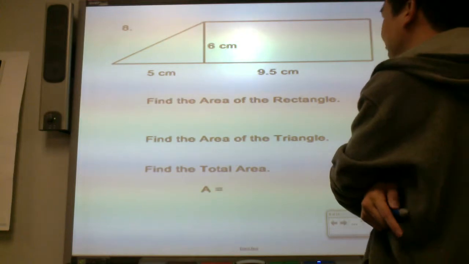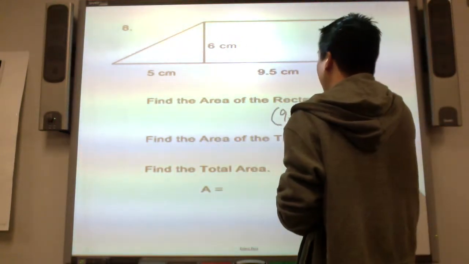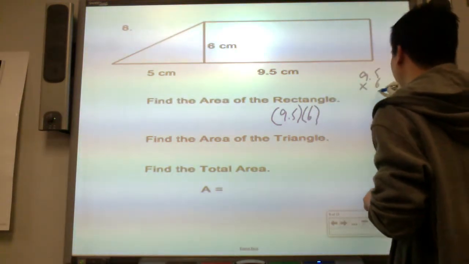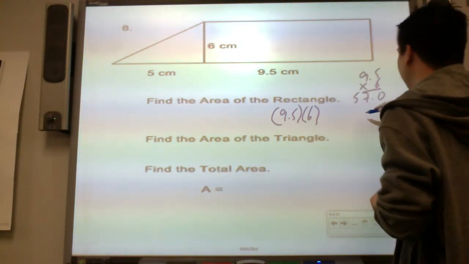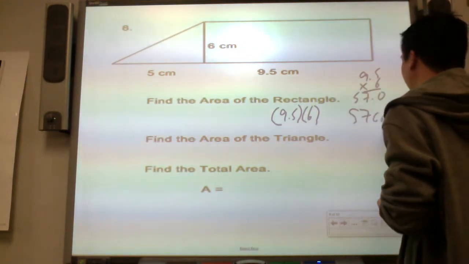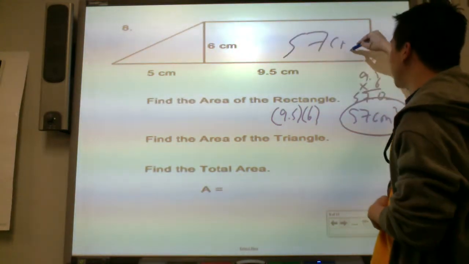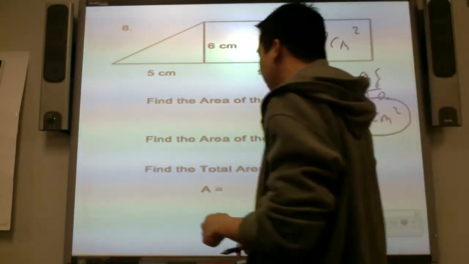Find the area of the rectangle. Well, it's base times height. So it's 9 5/10 times 6. And what is 9 5/10 times 6? I have no idea. 57 squared centimeters. So we'll write this out. The area of this is 57 square centimeters. Find the area of the triangle.